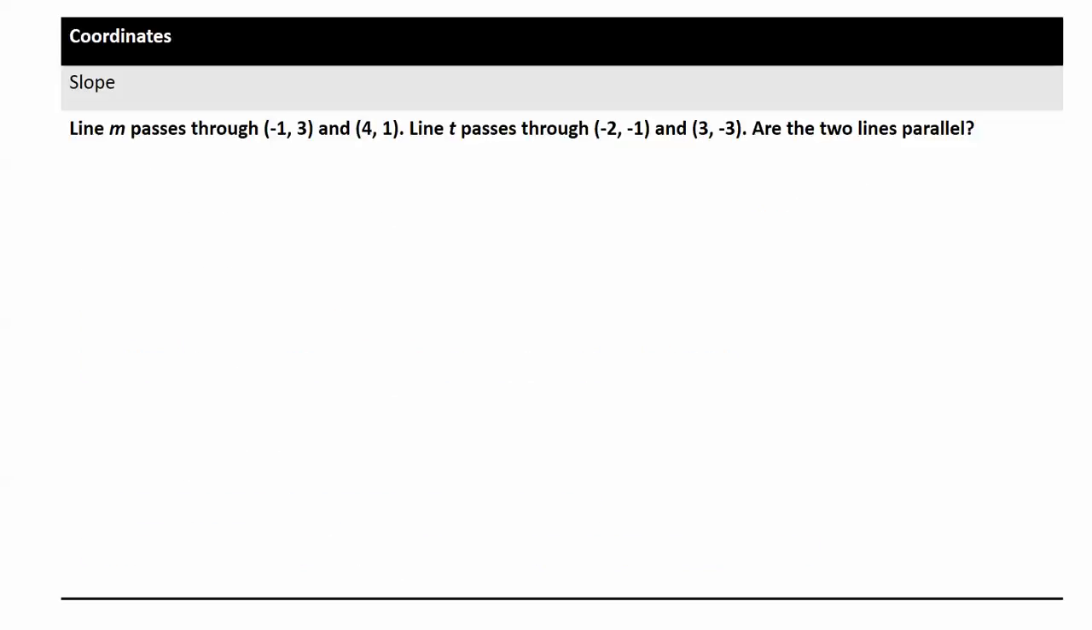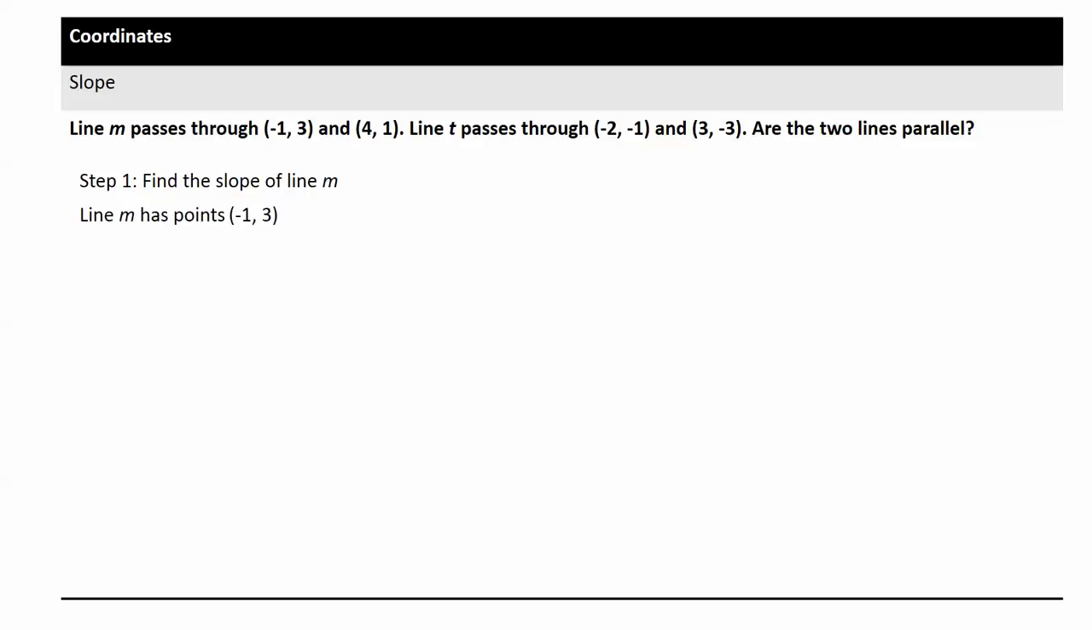So let's use coordinates to find our slope. Line M passes through (-1, 3) and (4, 1). Line T passes through (-2, -1) and (3, -3). Are the two lines parallel? So step 1, find the slope of line M.